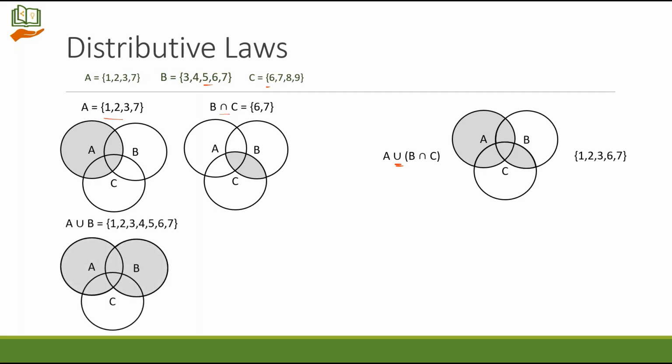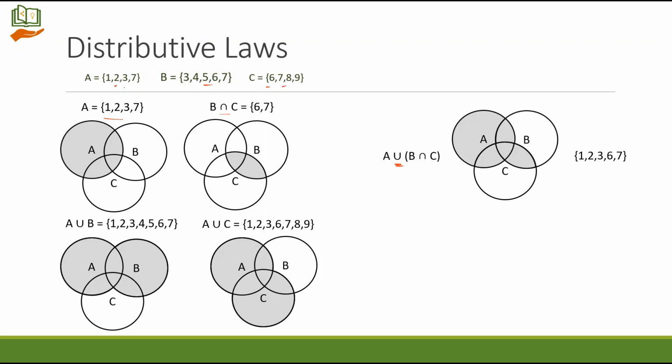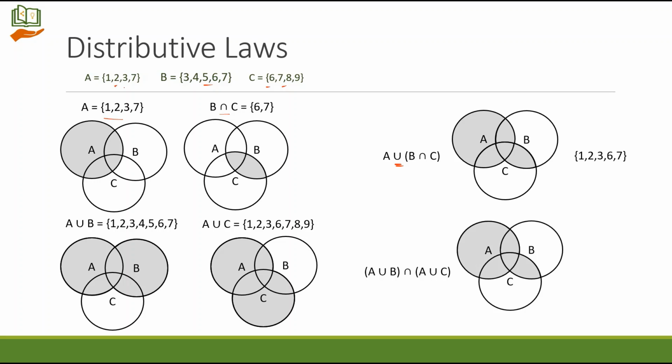Now let's take A union B. When you find the union between A and B, you will have 1, 2, 3, 4, 5, 6, 7. Find the union between A and C now: 1, 2, 3, 6, 7, 8, 9. Now we have to find the intersection of both these sets. We have 1, 2, 3 in common, then 6 and 7 in common. So overall, the intersection between these two sets will give 1, 2, 3, 6, 7.